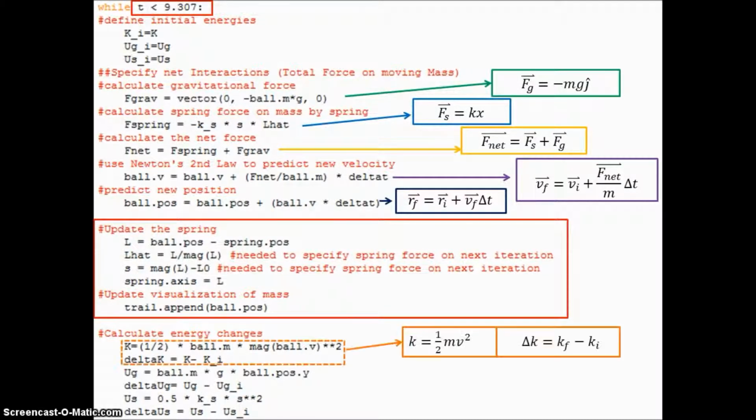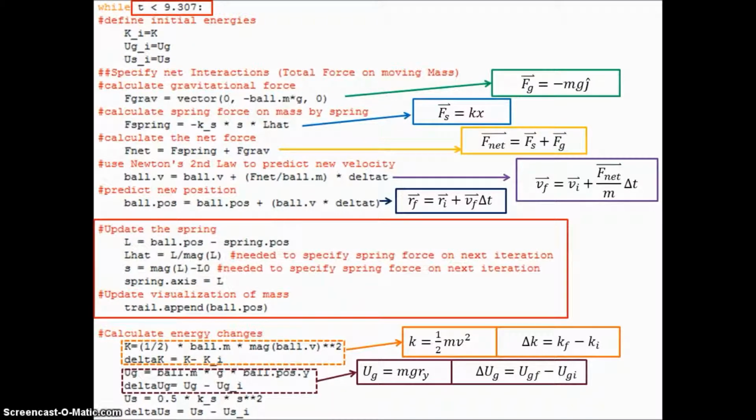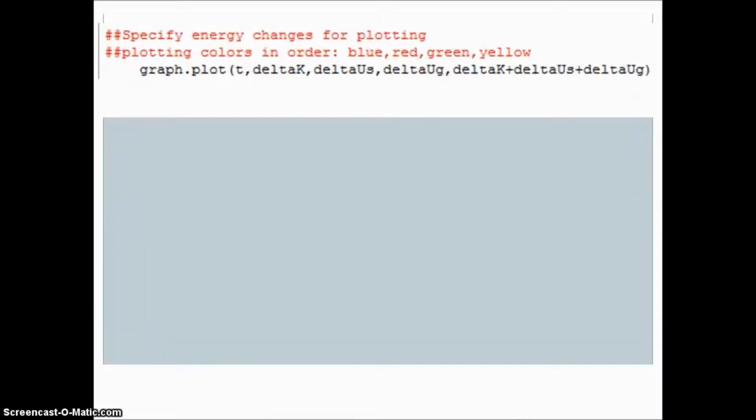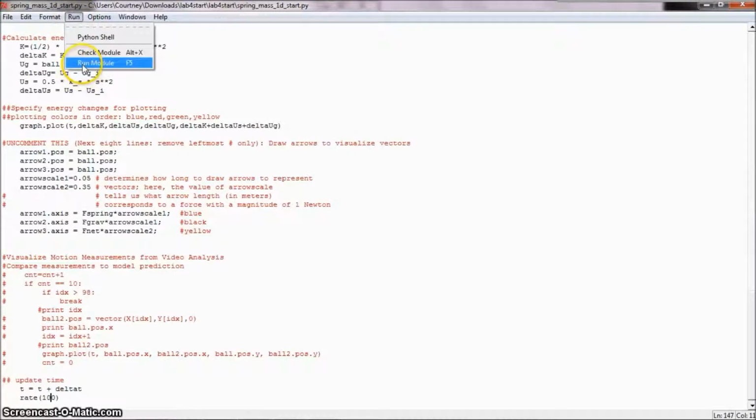Then I calculated the new kinetic energy and change in kinetic energy, new gravitational potential energy and change in gravitational potential energy, and new spring potential energy and change in spring potential energy. To analyze this information, I plotted the change in kinetic energy in blue, change in spring potential energy in red, change in gravitational potential energy in green, and total potential energy in yellow. When I run the code, here's what I get.